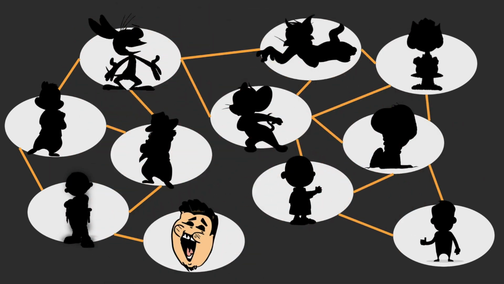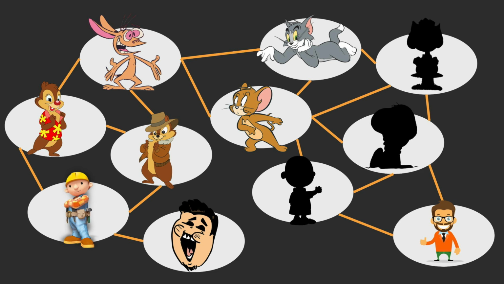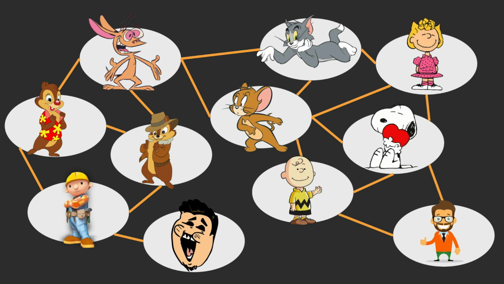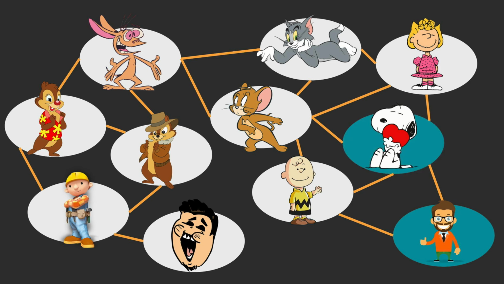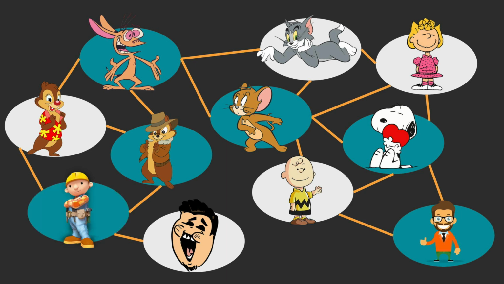Let's say I'm here and you're over here, and between us are all of our friends and our friends' friends. I know Bob, and Bob knows Chip and Dale knows Ren, and Ren knows Tom and Jerry knows Charlie, Snoopy, and Sally, and Snoopy knows you. That means because of Snoopy knowing Jerry, knowing Ren, knowing Dale, knowing Bob, you know me.